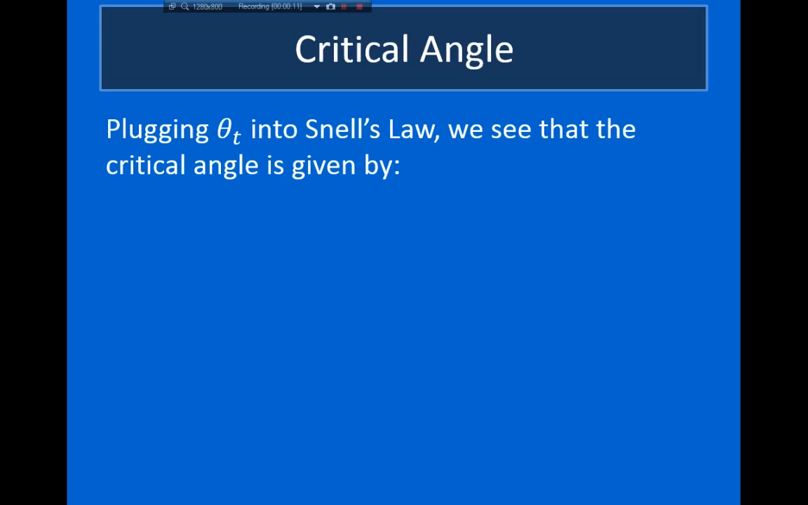Now, we can calculate this critical angle fairly easily using Snell's law. Remember that Snell's law tells me that the index of refraction of the initial material times the sine of the angle of incidence is going to be equal to the index of refraction for the transmitted material times sine of the angle that the light is transmitted through the material. Now remember that the critical angle occurs when the transmitted angle is equal to 90 degrees, and sine of 90 degrees is equal to 1. So sine of the transmitted angle is just going to be 1.